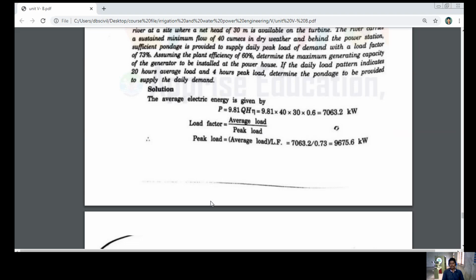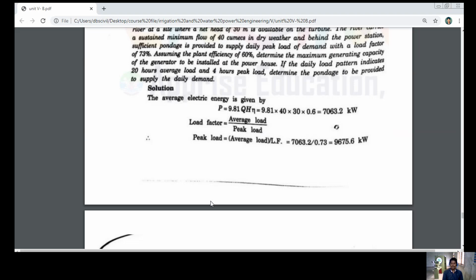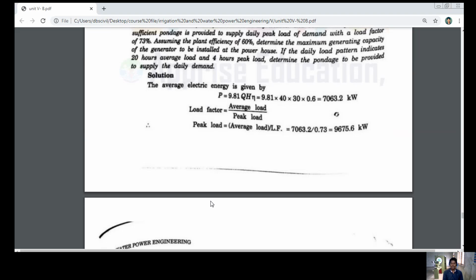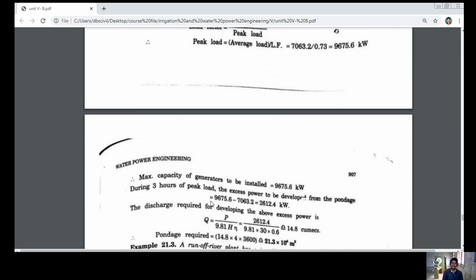The average electric power is given by P is equal to 9.81 QHη. That is equal to, finally we are getting 7063.2 kilowatts. We have the load factor, direct formula average load by peak load, where peak load is nothing but average load by load factor. On making the calculation simplified, we are getting 7063.2 divided by 0.73. Obviously, it is 9675.6 kilowatts.